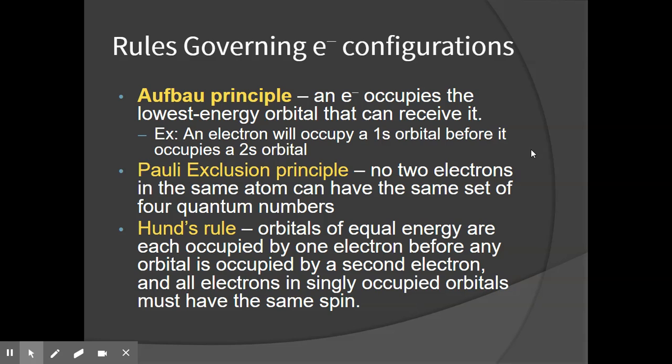And then the last one is Hund's rule, and that says that if you have electrons filling into orbitals that are equal energy, each equal energy orbital has one electron in it before any one has two. So that has to do with the sublevels of p, d, and f. Each of the three p sublevels will have an electron in it, and then they will fill two into each before the p orbital is full. And so on and so forth.